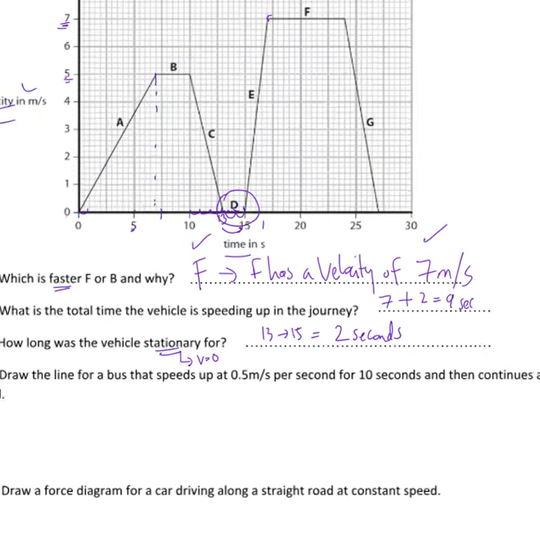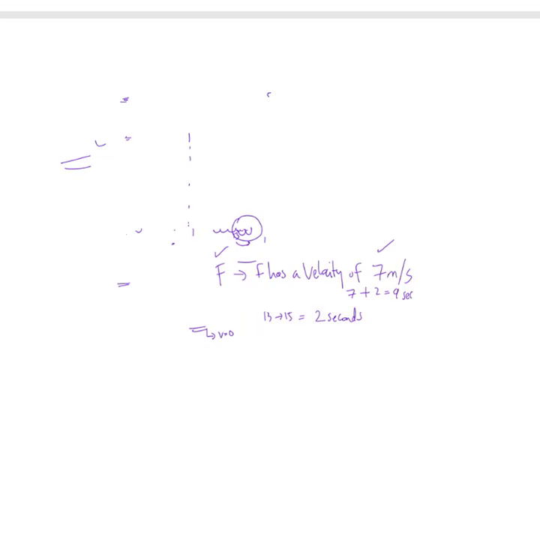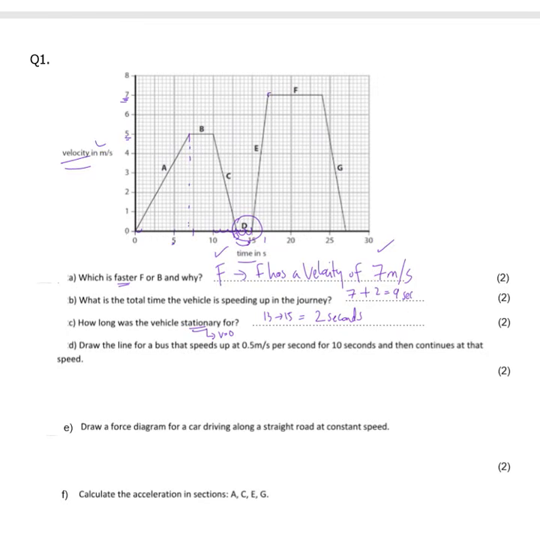Now let's zoom out to the next question. Draw a line for the bus to speed up for 10 seconds. So therefore now we need to draw, for 10 seconds, pretty much from here to here. So from 0 to 10, we need to draw this. Now the acceleration is 0.5 meters per second per second. So why do we need to do this?